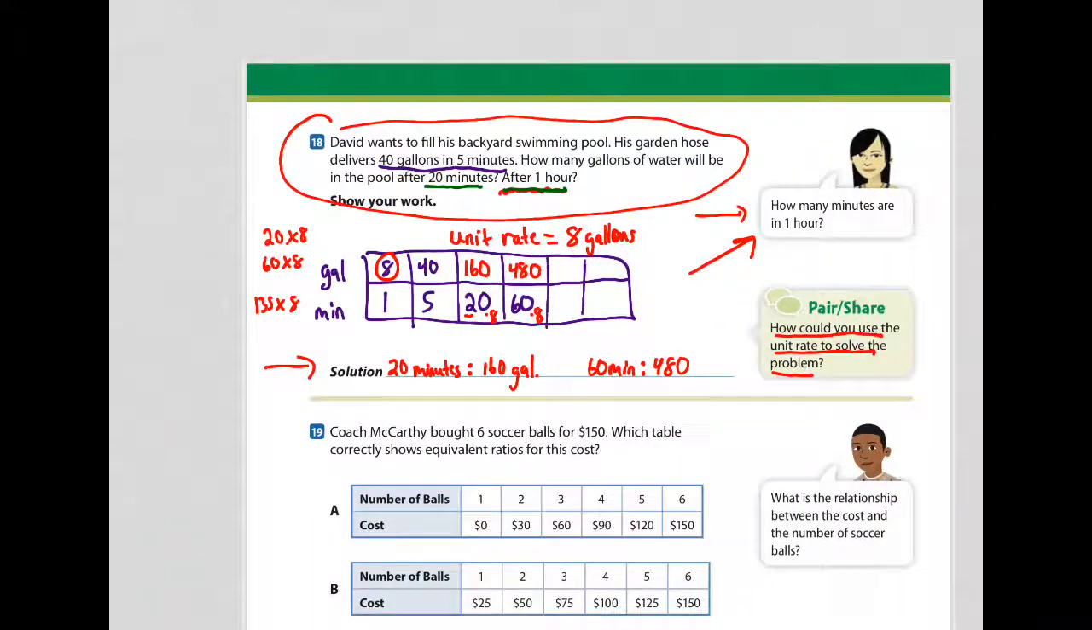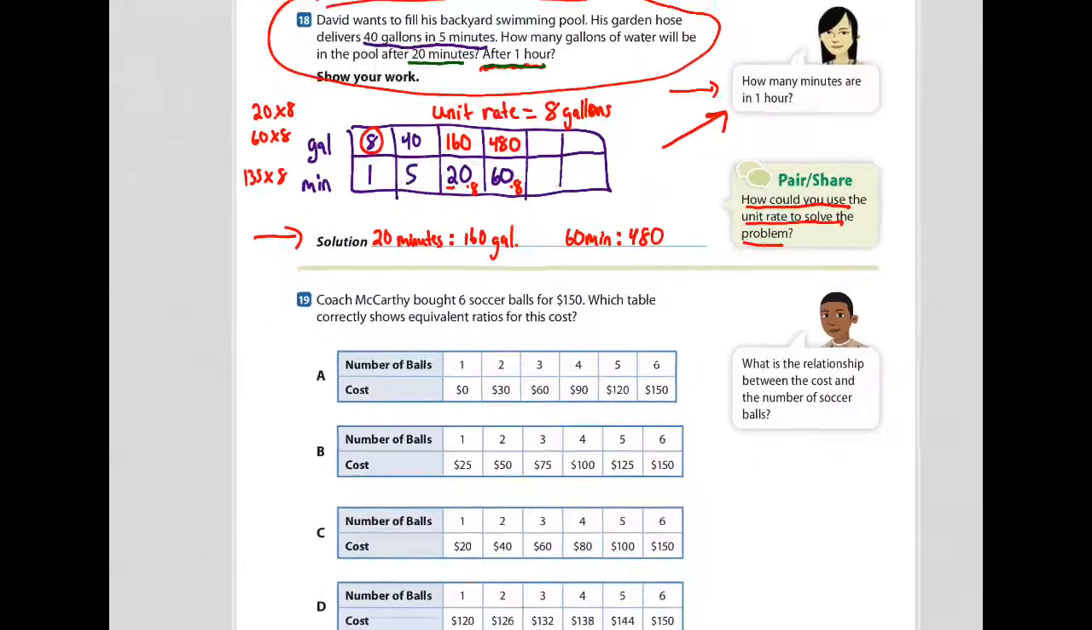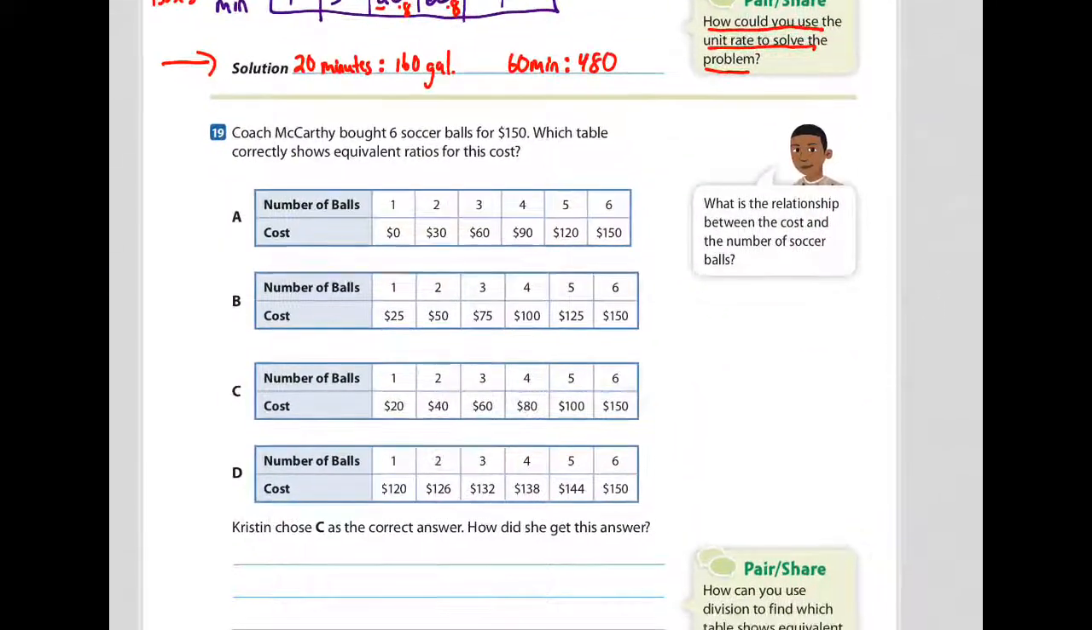Wow. Okay, so now let's go down to number 19. This is going to be multiple choice. So here's what you're going to do. You are going to pause the video in a second, and you are going to read number 19. And you are going to have to choose A, B, C, or D. Now, this question is asking, what is the relationship between the cost and the number of soccer balls? So he is just saying, look at the cost to the number of soccer balls.